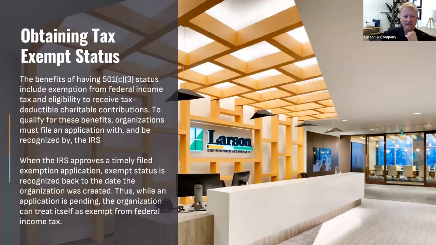All right, so let's talk a little bit about obtaining tax exempt status. The benefits of having tax exempt status include exemption from federal income tax and eligibility to receive tax deductible charitable contributions. To qualify for these benefits, organizations are required to file an application with the IRS, and the IRS has to officially recognize that organization as tax exempt. It is also important to note that when the IRS approves a timely filed exemption application, the exempt status is recognized back to the date that the organization was created. So while an application is pending, the organization can treat itself as exempt from federal income tax, because the IRS does recognize it back to the start date. So it is okay to follow that practice.